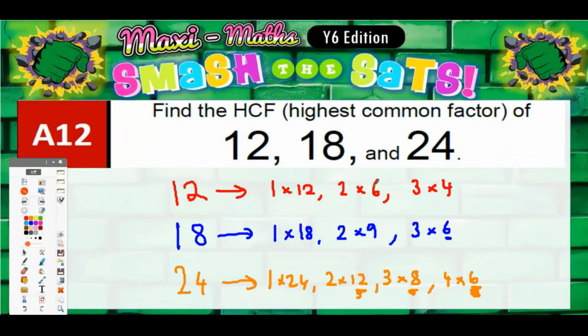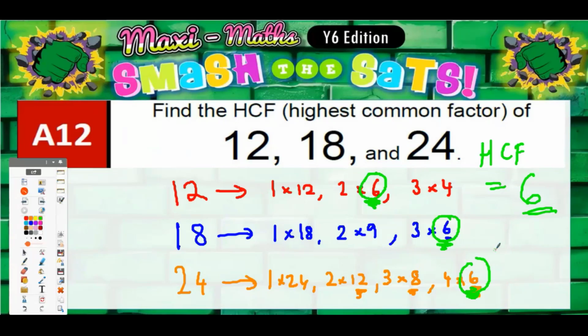6 appears to be in both lists. So 6 is there and there. Can't see a number that's higher than 6. It's in both of these lists. So we'll check, is 6 in the final list for 24? Yes, it is. So it looks like 6 is the highest common factor. So we say that the HCF equals 6.